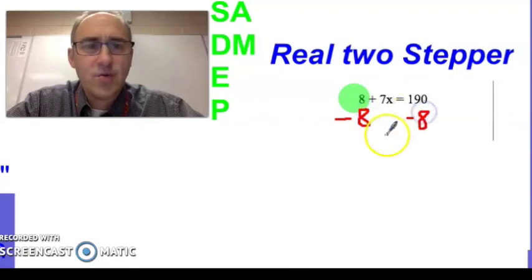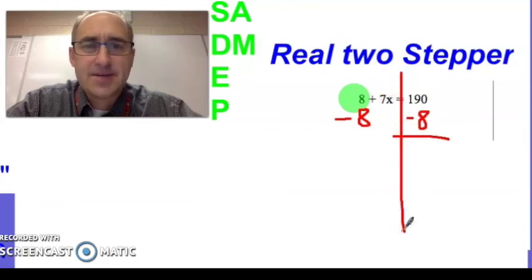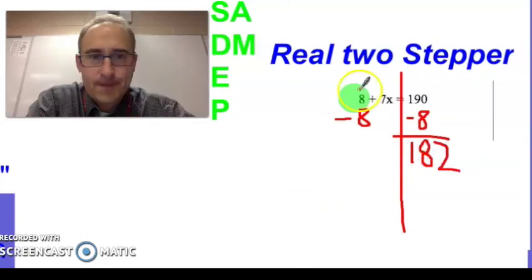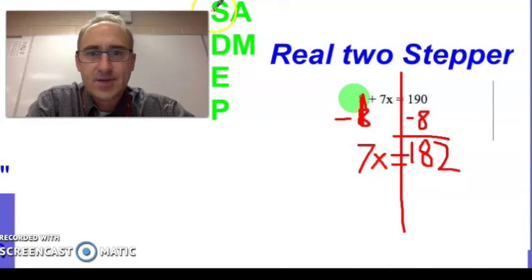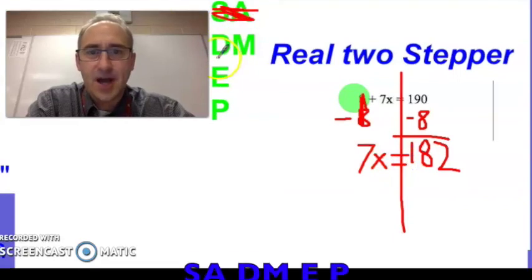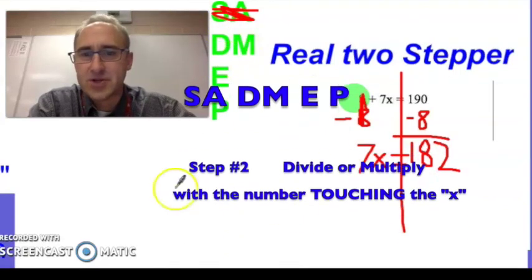What is 190 minus 8? That's right, it's 182. The 8 cancels over here. I have positive 7x, so I can just bring down the 7x. And I need to bring down the equal sign. So the subtract add step is done. On to the multiplication and division step.